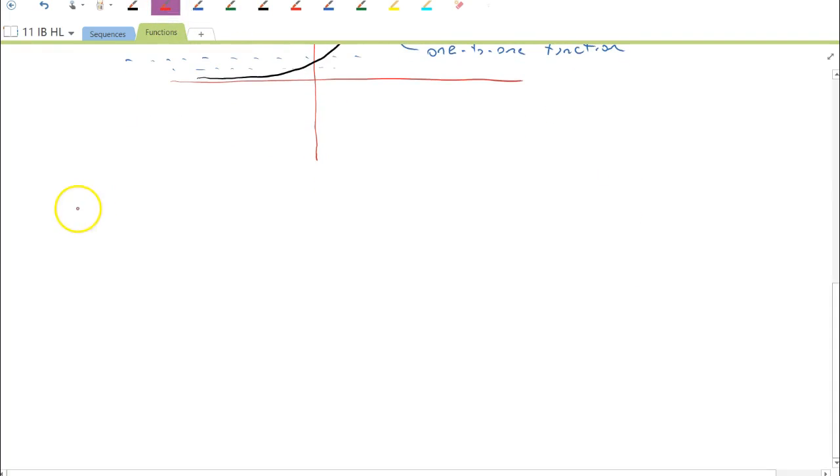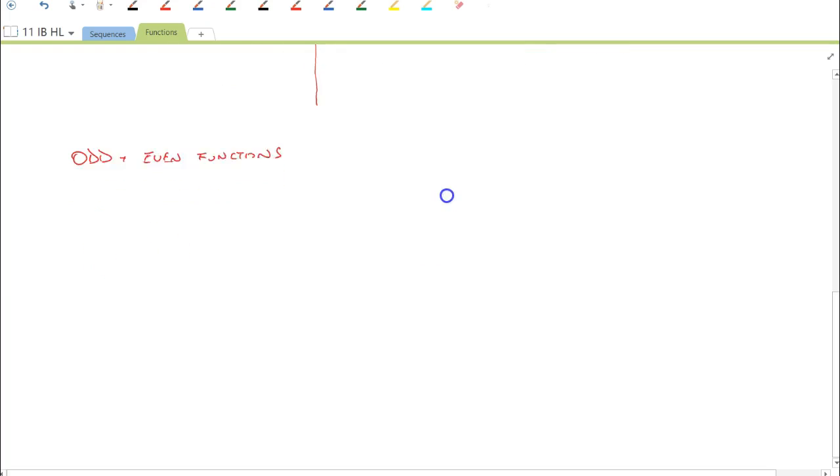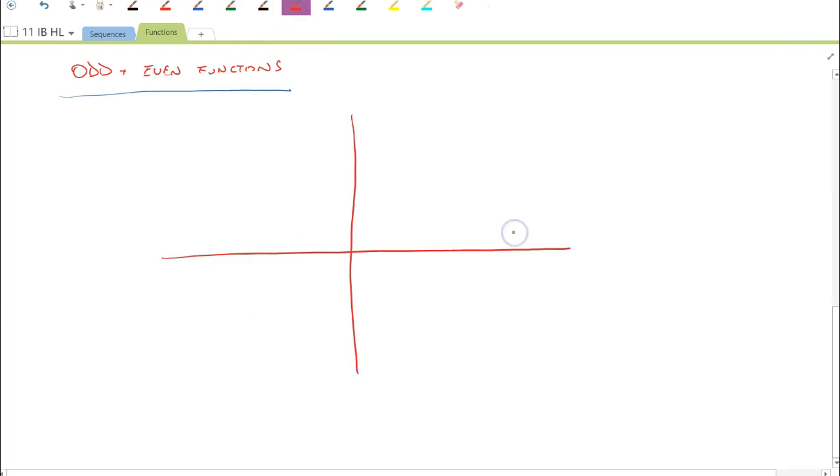So let's have a look now at odd and even functions. We're going to look at this, and there are symmetrical properties to these concepts. What we'll do is look firstly at even functions. An even function is defined as being symmetrical about the y-axis.